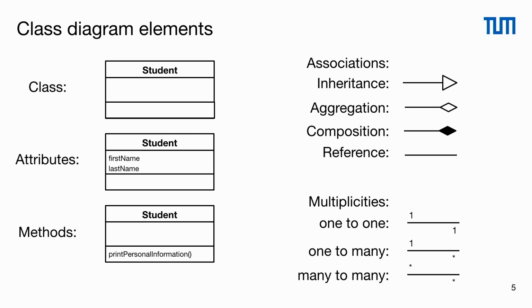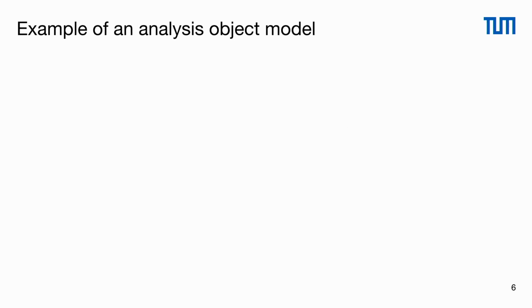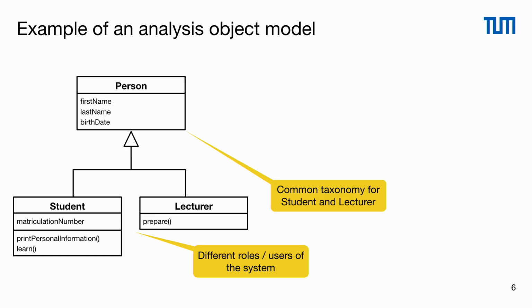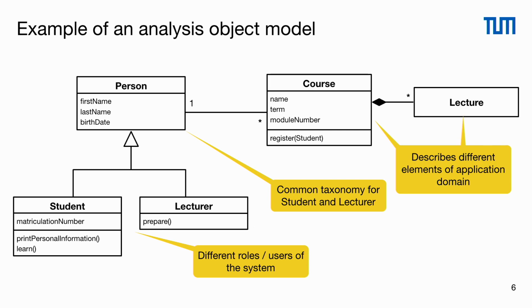Let's have a look at a concrete example of an Analysis Object Model. One purpose of the Analysis Object Model is to find taxonomies induced from the application domain. So we have the student and the lecturer, which are different roles or users of the system. Now we can find a common taxonomy for the student and the lecturer, namely the person. Also, we can find more different elements of the application domain, for example the course or the lecture.